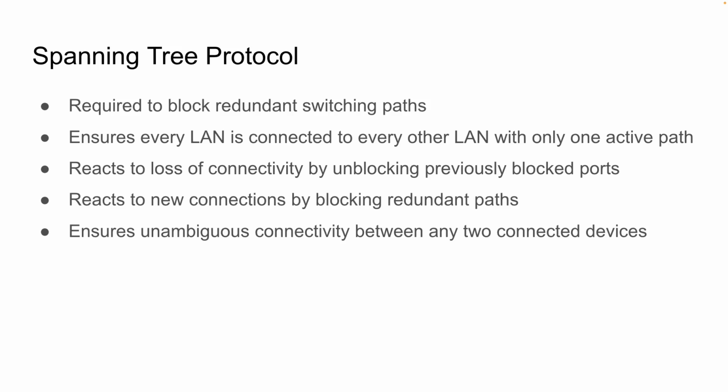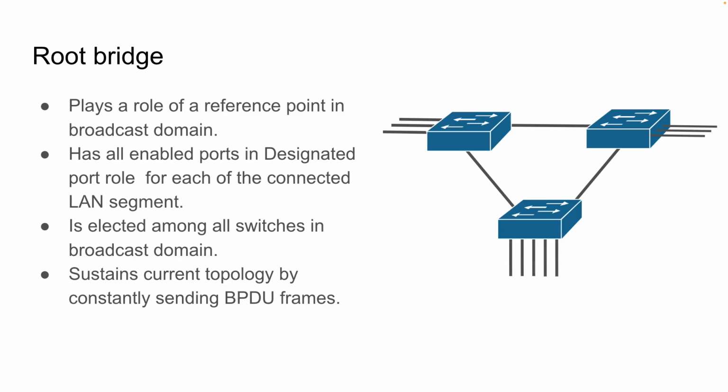But spanning tree also operates in the reverse direction. If you add new connections, it blocks some redundant paths according to internal calculations in each switch. Spanning tree protocol ensures unambiguous connectivity between any two connected segments. How do switches do this?